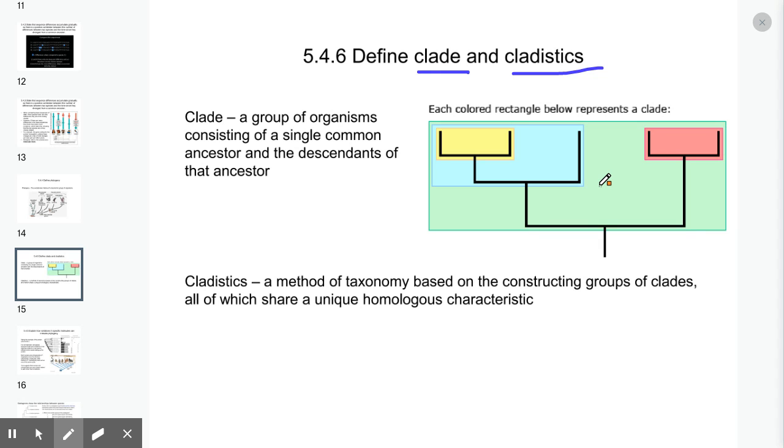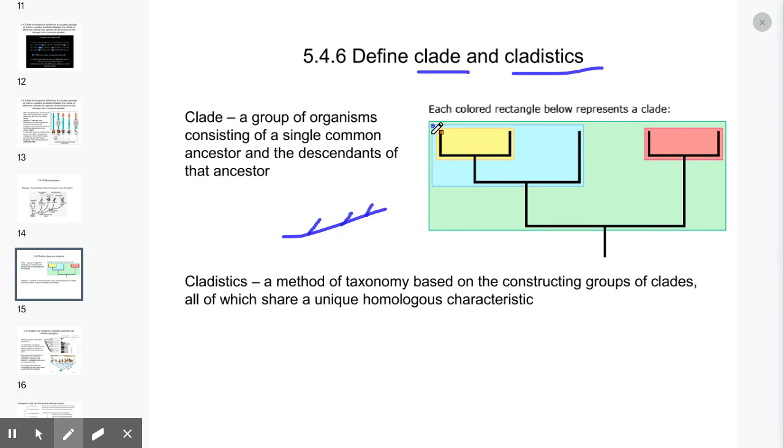So when we're organizing organisms in taxonomic groups, we can do it like you saw in the last one, where you have this kind of branched tree that kind of comes off like this, or you can have these forks. Both are okay. It means the same thing. So a clade is a group of organisms consisting of a common ancestor and all the descendants of that ancestor. What? So let's look at one.